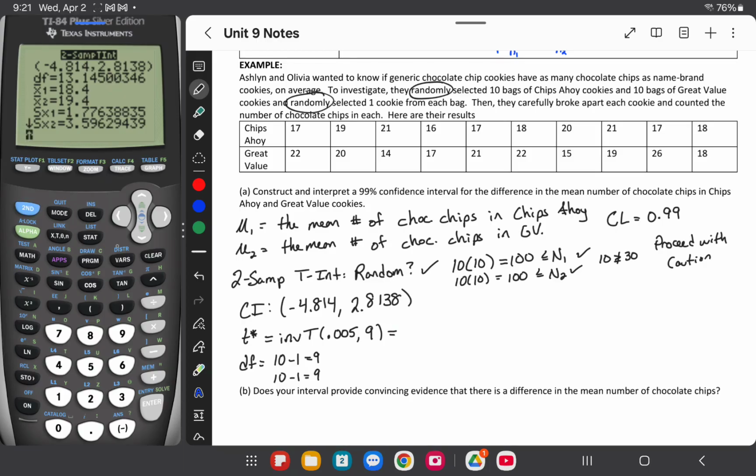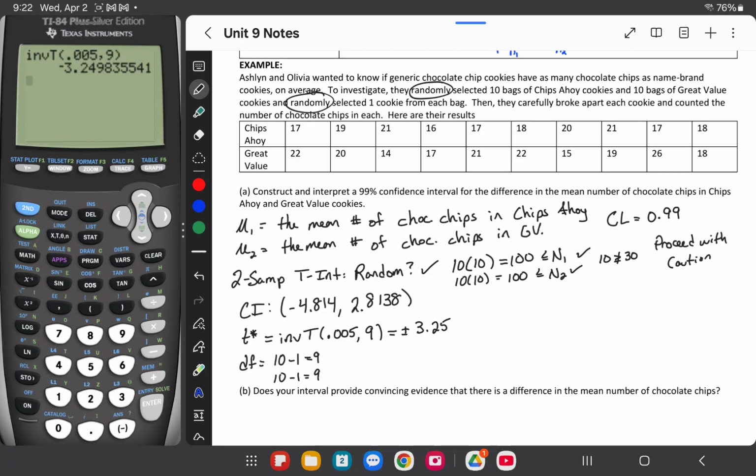So using our distributions menu, let's go ahead and use inverse t to find that. 0.005 for my area, degrees of freedom being 9. And then when I paste that in, I'll find that my critical value t star was equal to about plus or minus 3.25, if you were to go to 2 decimal places.